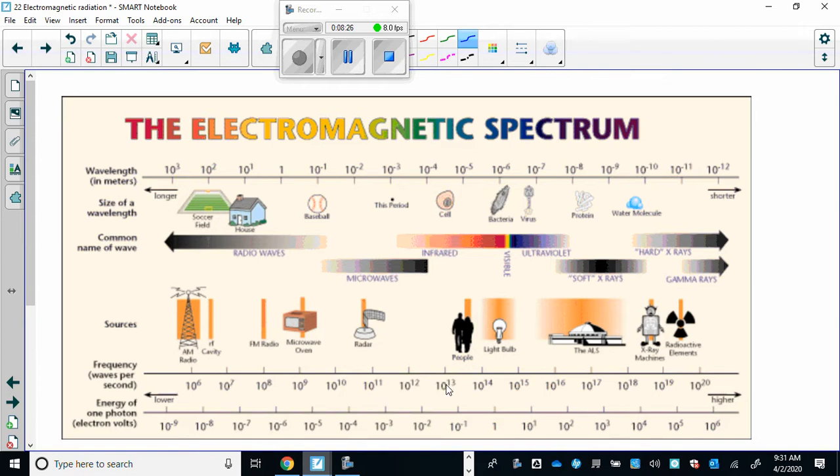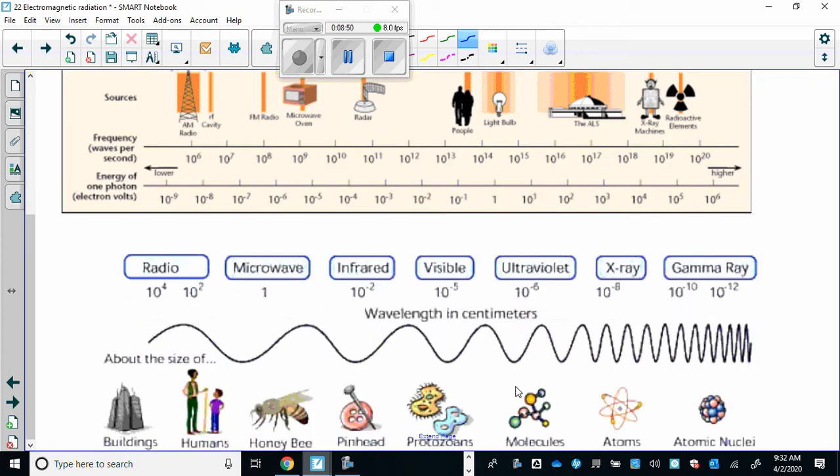And then the frequencies, or what causes the source of the electromagnetic radiation. Obviously, a radio wave is caused by AM amplitude modulation radio. And then we have FM here. We have microwaves caused by a microwave oven, radar, and so on. So this is a good one to give you a more practical sense of electromagnetic radiation. And just another little picture there.